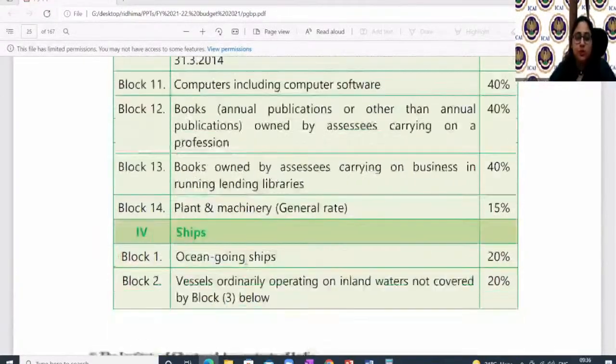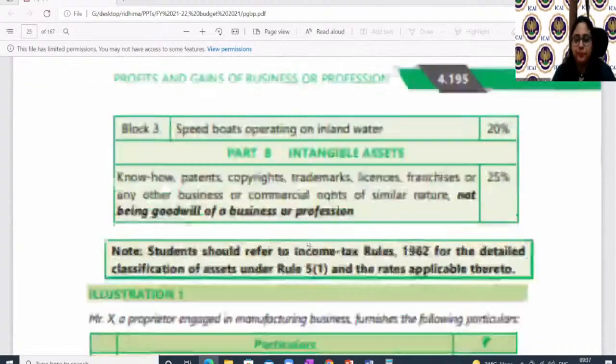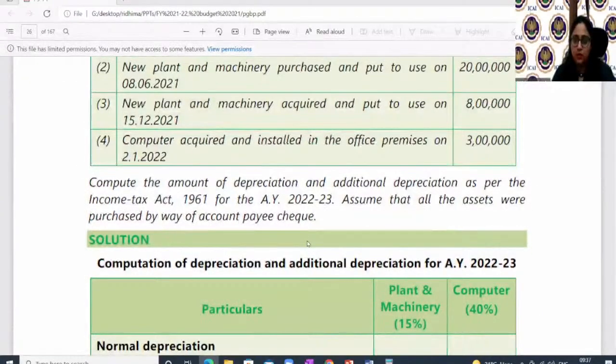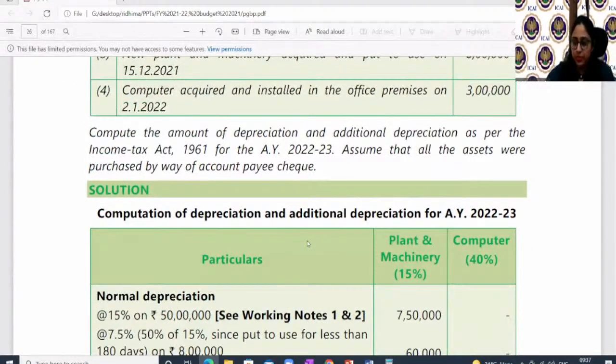So the rates you have to remember: building, plant and machinery, furniture and fittings, and obviously plant and machinery which I just discussed, that is important, and intangible assets. Okay? Clear? Does anyone have any doubt so far?